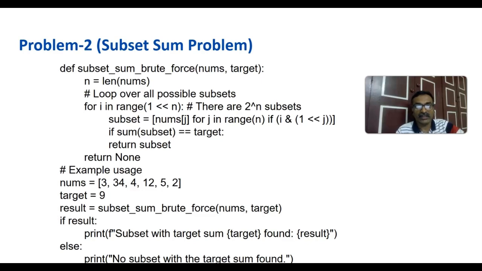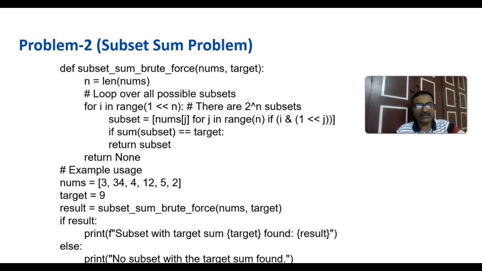But in the brute force algorithm, what we do is we find all the subsets and we will find the sum of the elements in the subsets, and then we will check whether it is equal to 9. That is why we say that brute force algorithm is an exhaustive search. So we will find all the subsets and we will find the sum of the subset, and if that is equal to the target, then we will print.